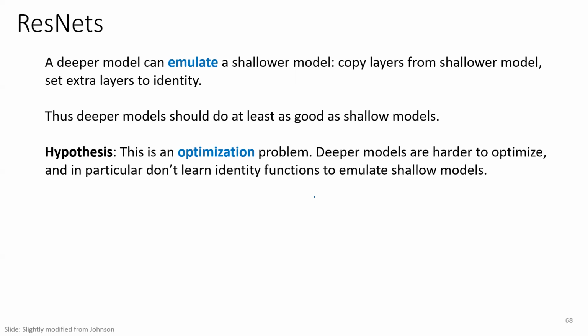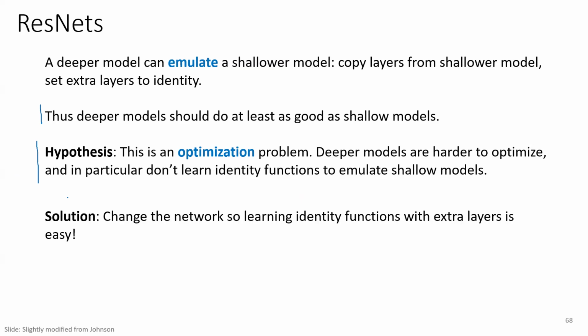Layers that give you just one. Those layers we add. So 20 layers, those are the original layers, and then we add layers that just produce ones, and it should give the same performance. But it has not happened, right? It has made the error worse. So deeper models should be at least as good as shallow models. Therefore they hypothesized this is an optimization problem. Deeper models are harder to optimize, and in particular they don't learn the identity function to emulate shallow models. So they realized that these deeper models cannot learn the identity function. That means they cannot learn the mapping of one.